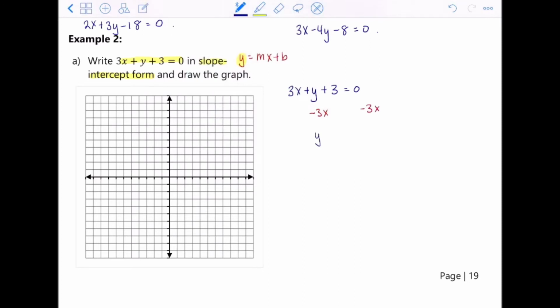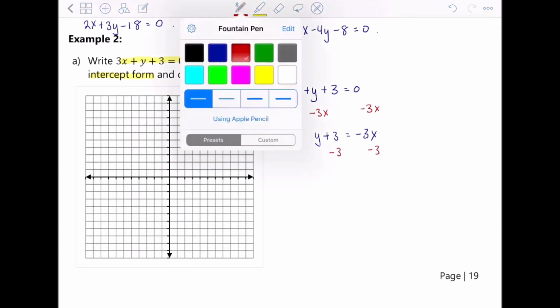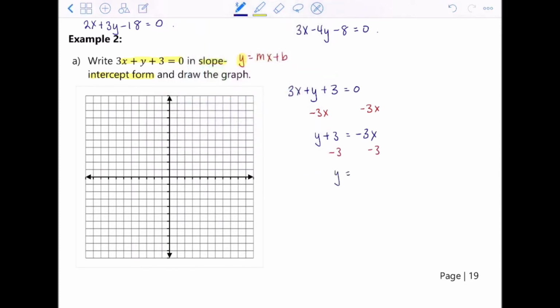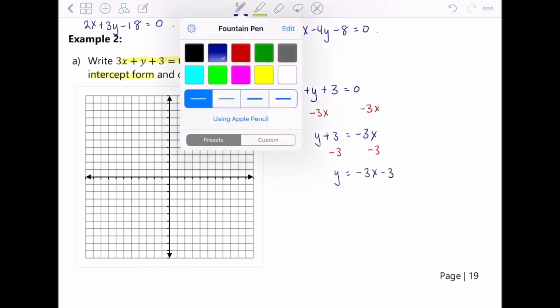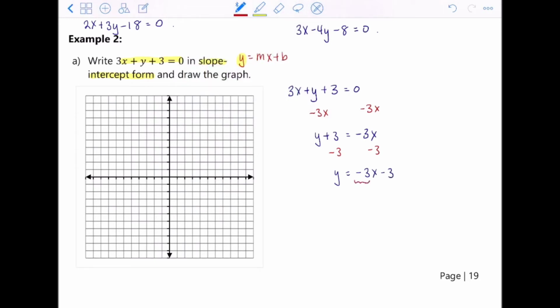So we get y plus 3 equals negative 3x. And then we're going to move that 3, so we subtract 3 on both sides, and we get y equals negative 3x minus 3. So now, notice that this value here is m. Slope is negative 3. And this value b is negative 3, which indicates the y-intercept is negative 3. The y-intercept coordinate is 0 and negative 3.